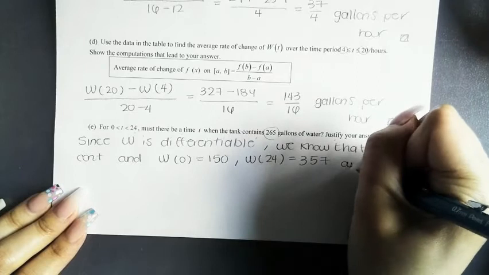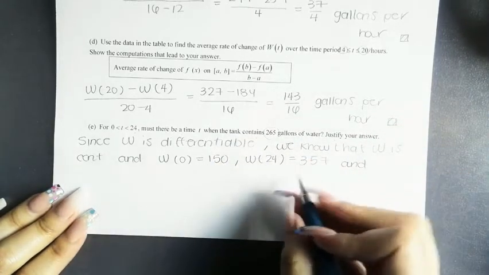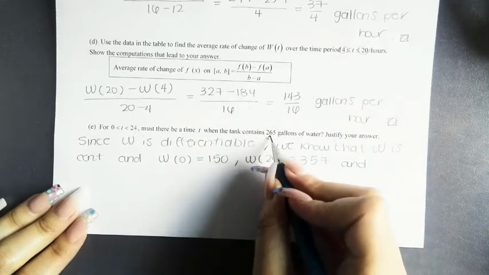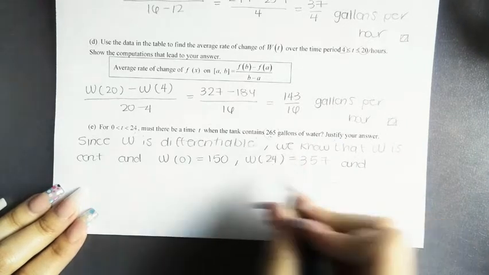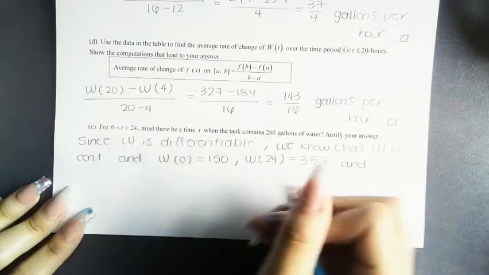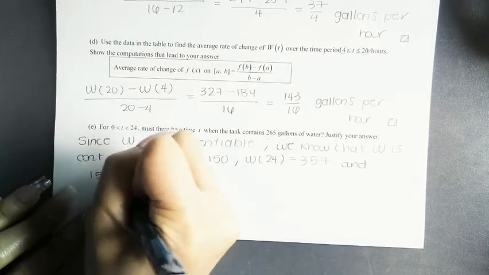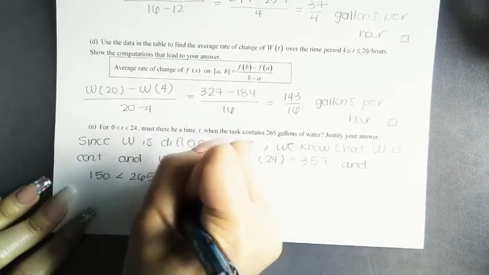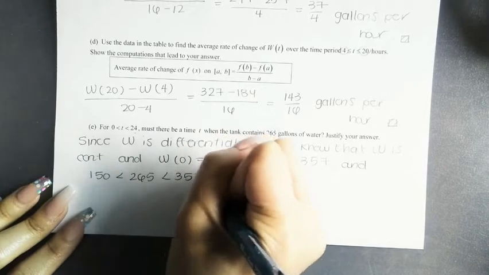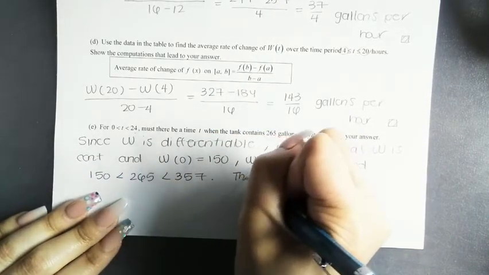And the third condition, what do you have for the third condition? You know that 265 is in between 150 and 357, so the third condition of the IVT is met.